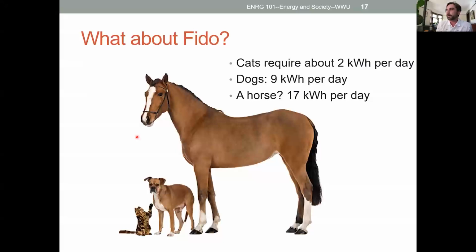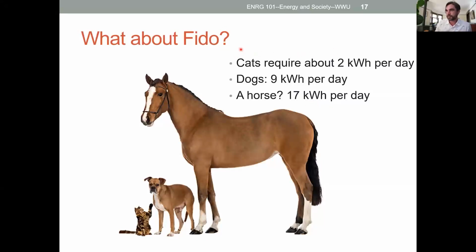What about if you have dogs and cats and stuff? Well, we can scale it all to humans. Cats are not 2/3 of a human, but they still take 2 kilowatt hours per day. That's because they're crazy. They spend a lot of extra energy doing silly things. Same with dogs. So these are much more energy intensive animals than us. They run hotter than us. Their body temperatures are higher. Horses are huge, so they take 17 kilowatt hours per day.